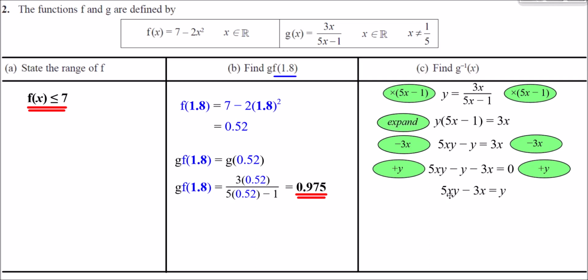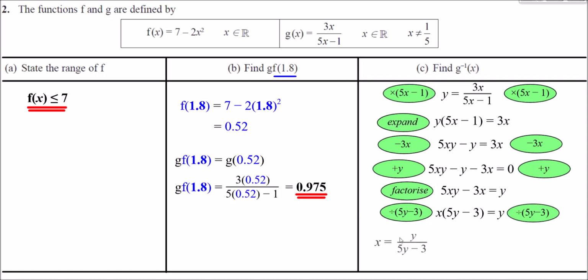I've got two groups, but each group has an instance of x in it. So I can now get just one instance of x from these two by factorising out the x. So the next step, if I now factorise on the left, I'm going to get x brackets 5y minus 3 equals y. Finally, well, almost finally, getting x on its own, I can divide both sides by 5y minus 3. And if I do that, I get that x equals y all over 5y minus 3.